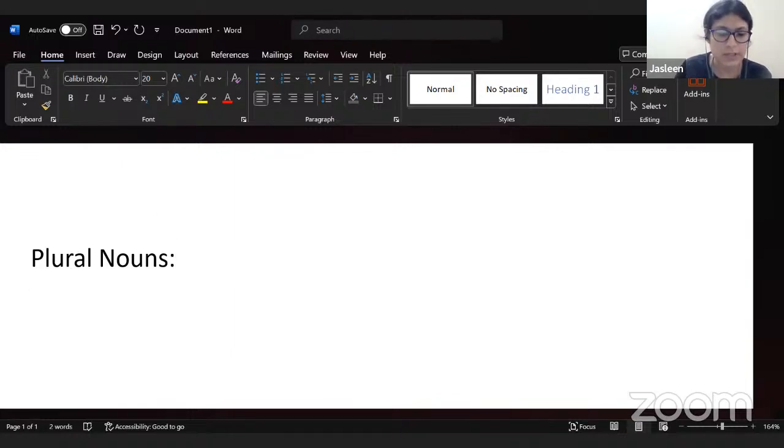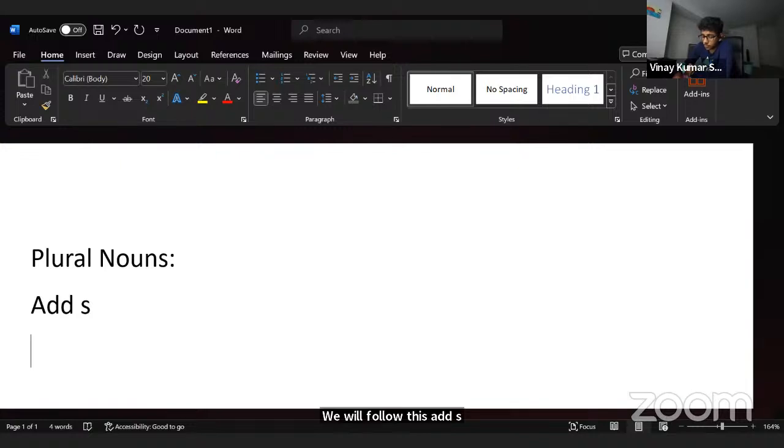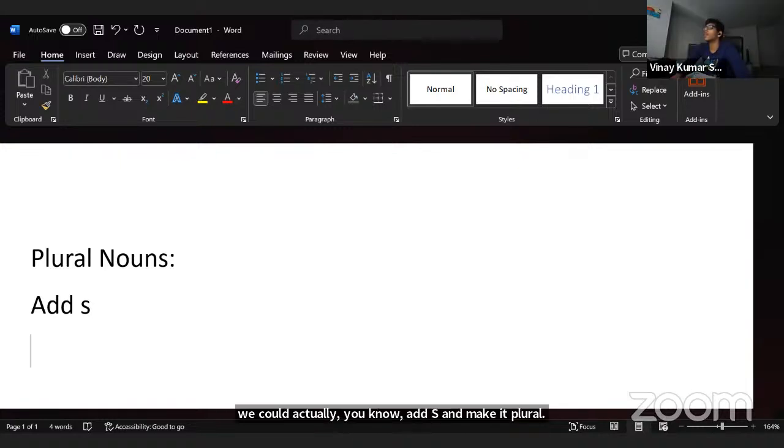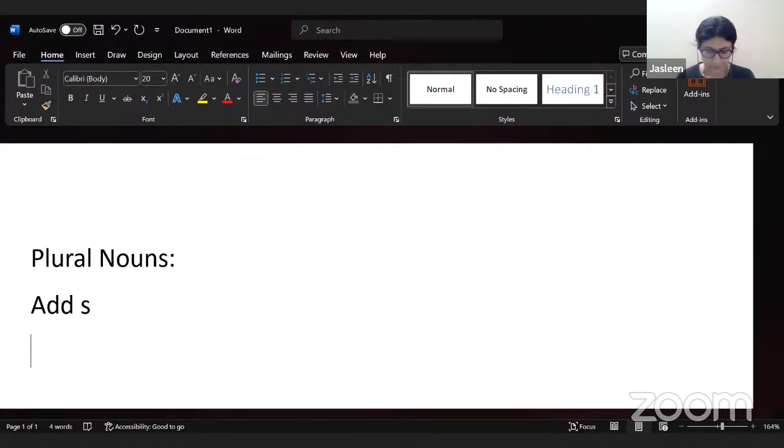Now let us make a list of some plural nouns. First we will follow this: add S. Give me 3 nouns that we could add S to and make plural. Dog. Dog, okay. So we have dog, dogs. What else?